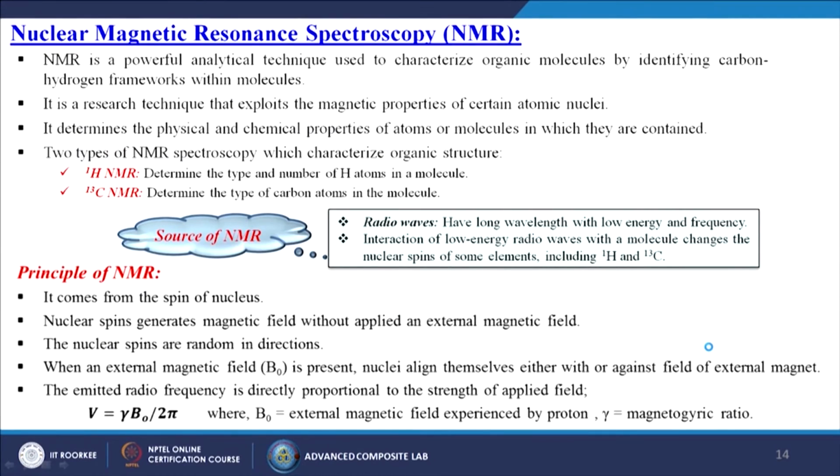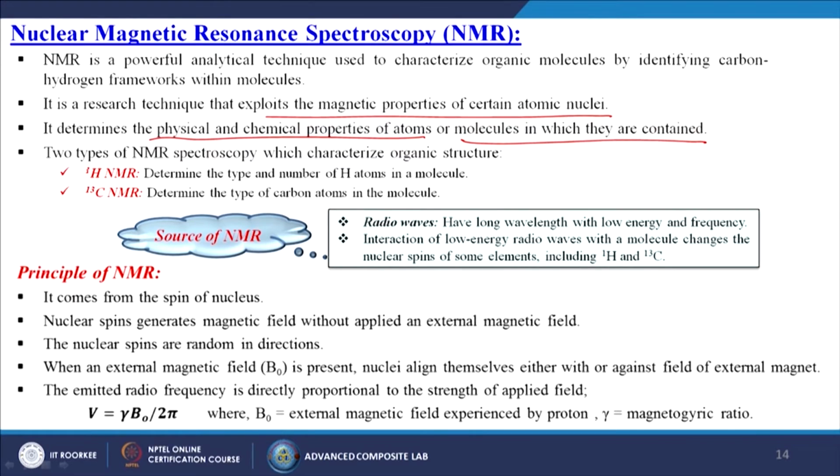So, first is the nuclear magnetic resonance spectroscopy, or maybe NMR. NMR is a powerful analytical technique used to characterize organic molecules by identifying the carbon hydrogen frameworks within molecules. It is a research technique that exploits the magnetic properties of certain atomic nuclei. It determines the physical and chemical properties of atoms or molecules in which they are contained.